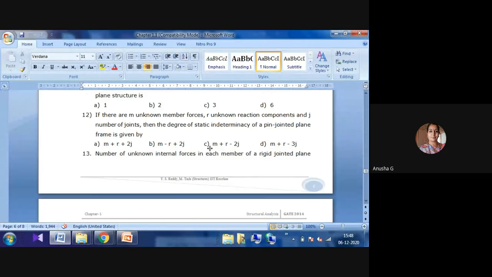Okay. In the next class, tomorrow's class, we will see about arches and then structural movement distribution. Some more basics we will see in the next class.